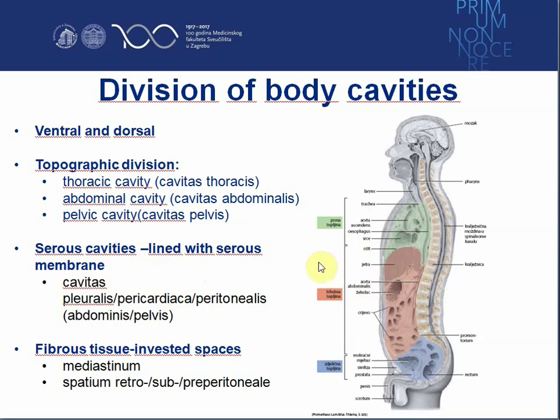There are some additional spaces which are not lined with the serous membrane, and they also contain organs which are inserted into the connective tissue. So these spaces are called the connective tissue invested spaces, or fibrous tissue invested spaces. And these are the mediastinum in the thoracic cavity in the central part, the retroperitoneum, which is located behind the abdominal cavity, and the subperitoneum, which is located in the lower part of the pelvis.